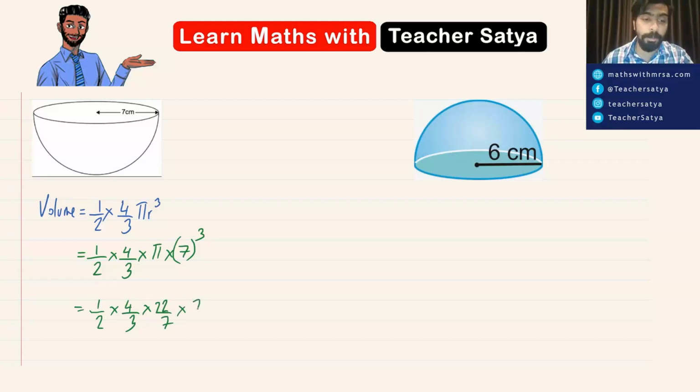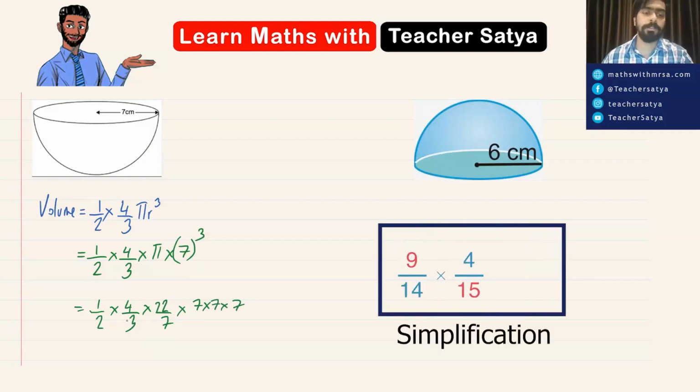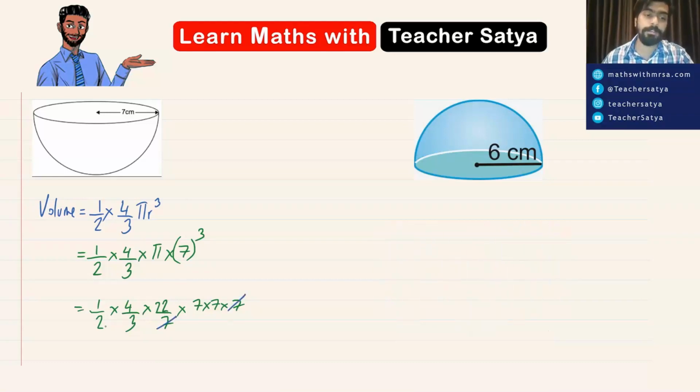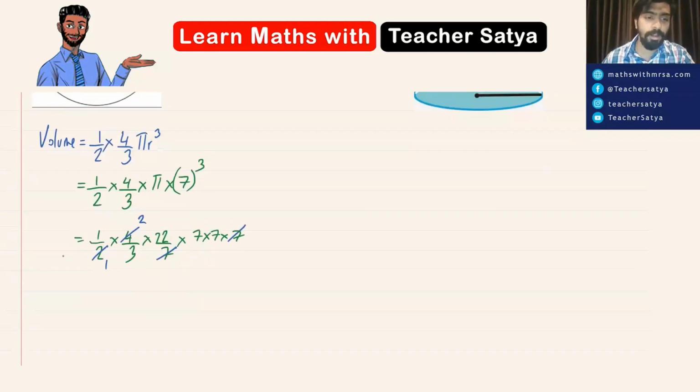So 7 cubed will be 7 times 7 times 7, right guys? Now let's do some simplification so it makes our life that much easier. So 7 and 7 will simplify itself. Now 2 will change to 1 and this 4 will change to 2, right guys? So in the numerator what we have is 2 times 22 times 7 times 7 divided by 3.